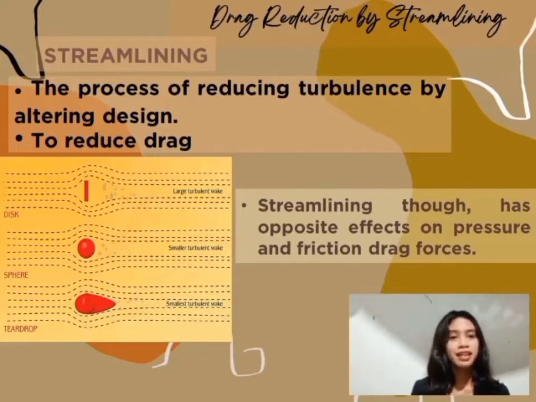So streamlining, this is the process of reducing turbulence by altering its design. To do this, we can change the shape, the material, and the surface features of an object.